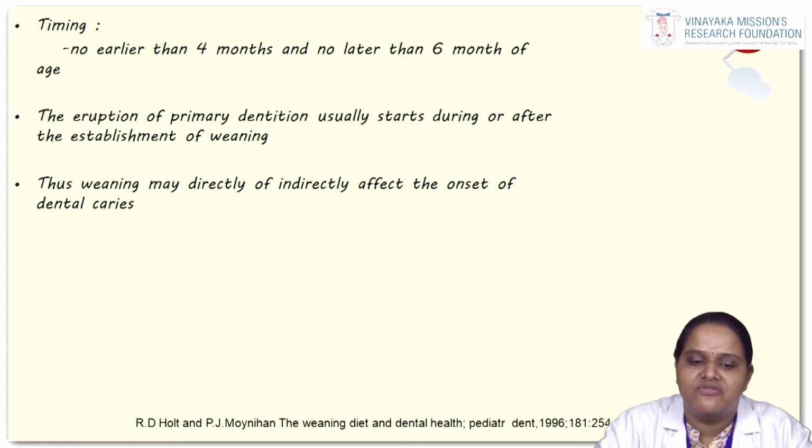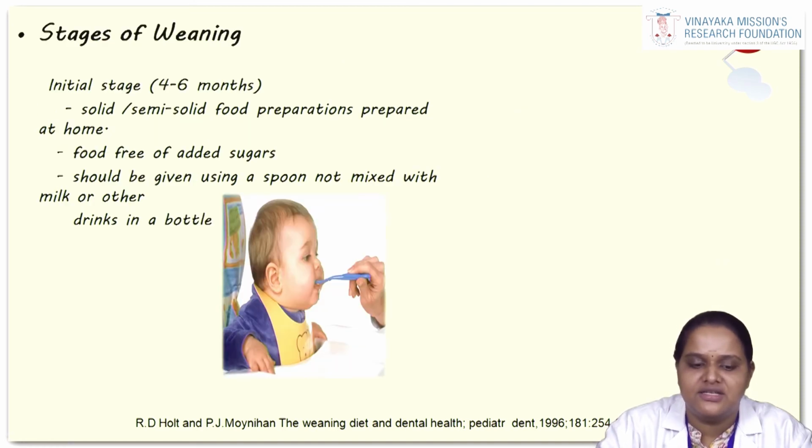So, the timing for weaning is not earlier than 4 months and not later than 6 months of age. Regarding the eruption of primary dentition, weaning can be started even between 3 to 6 months of age. The eruption of primary dentition usually starts during or after the establishment of weaning. Weaning may directly or indirectly affect the onset of the dental caries process.